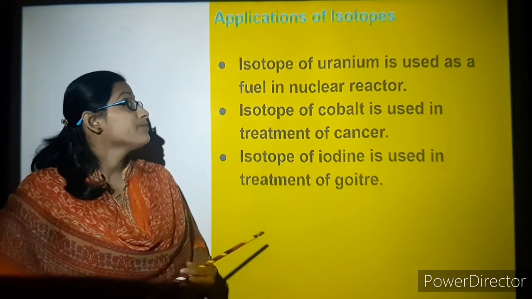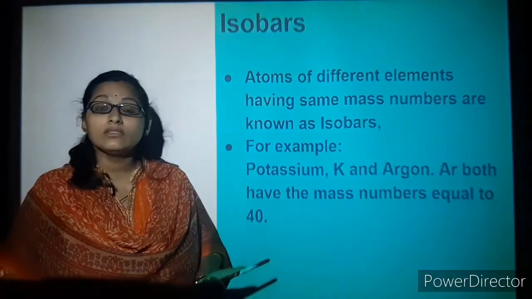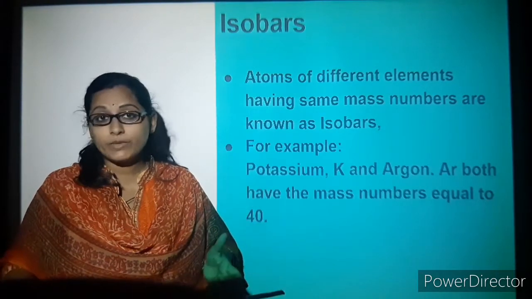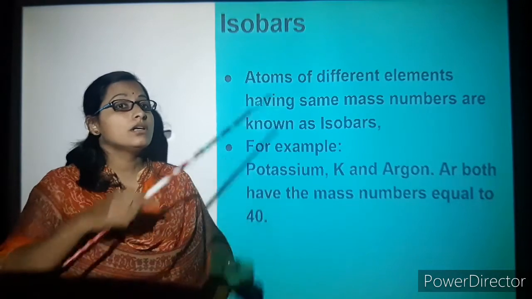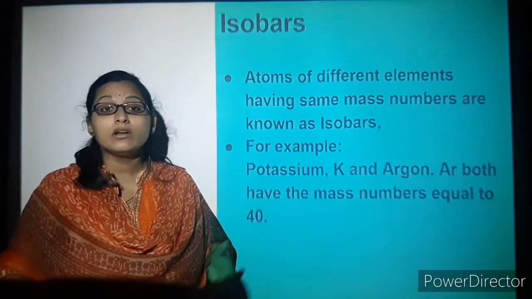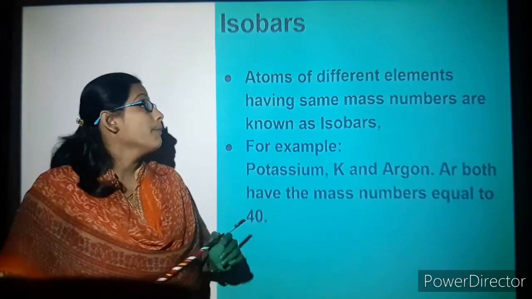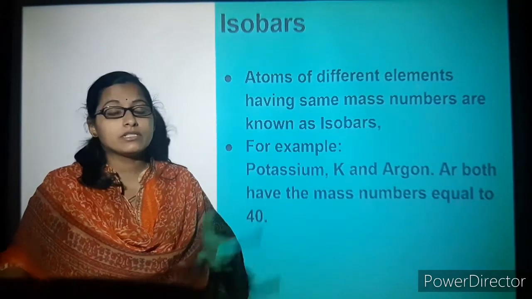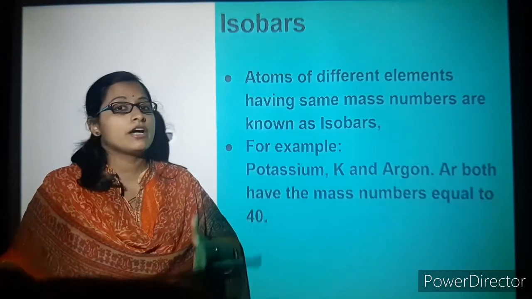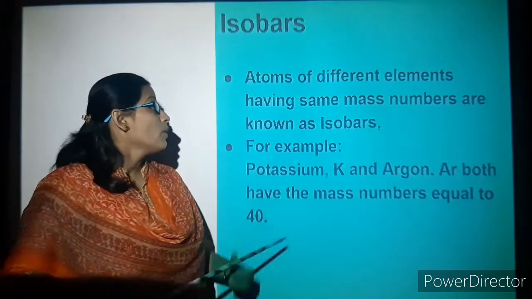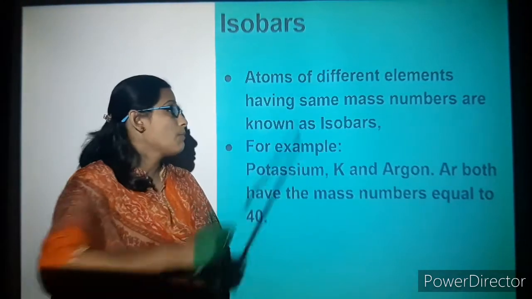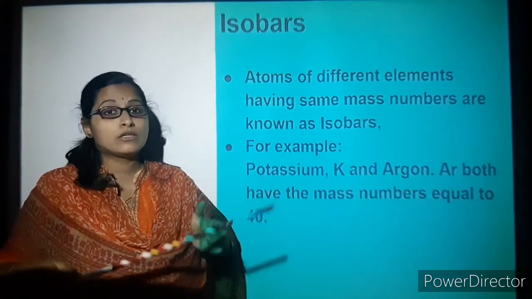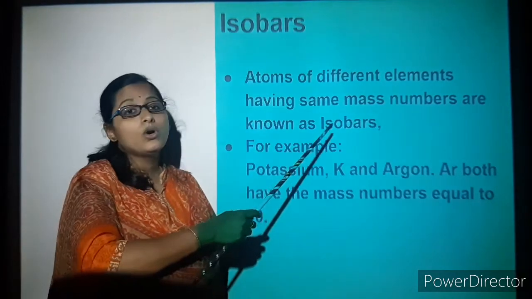Next, coming to isobars. Isotopes had the same atomic number but different mass numbers, but isobars have different atomic numbers but the same mass number. So atoms of different elements, which can be carbon, oxygen, hydrogen, helium, nitrogen, etc., having the same mass numbers but different atomic numbers, are known as isobars.